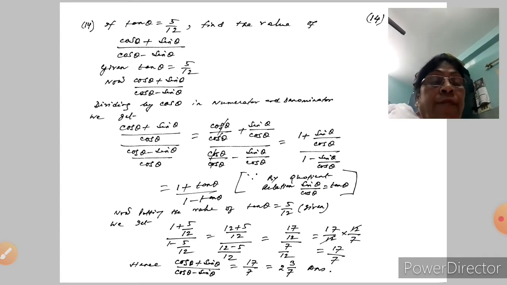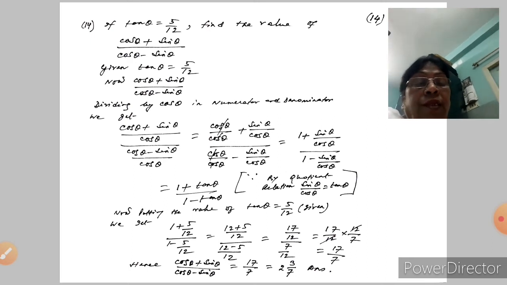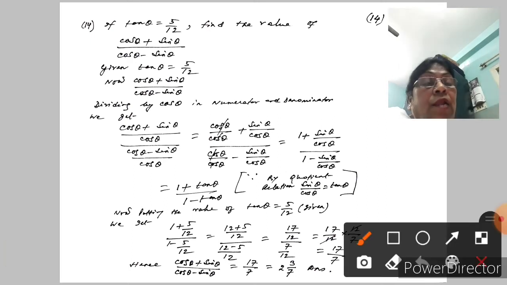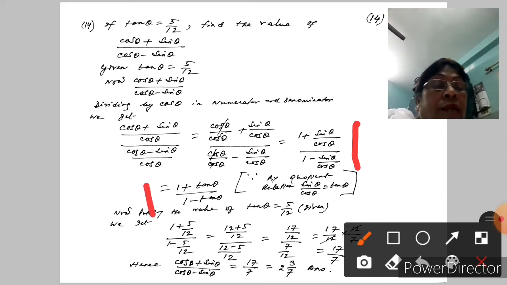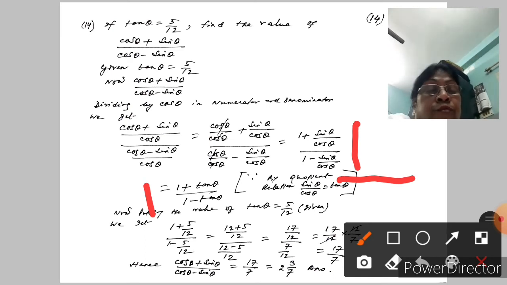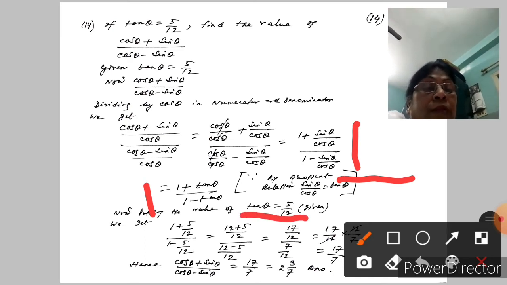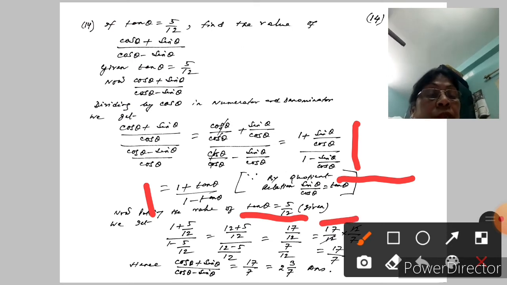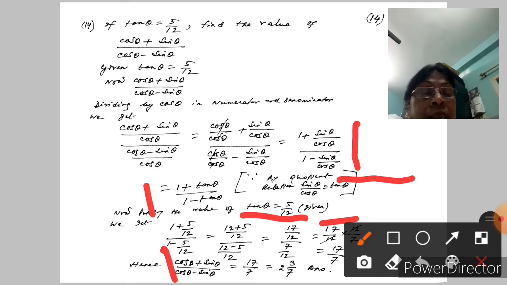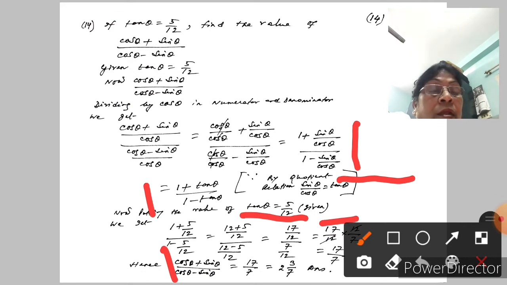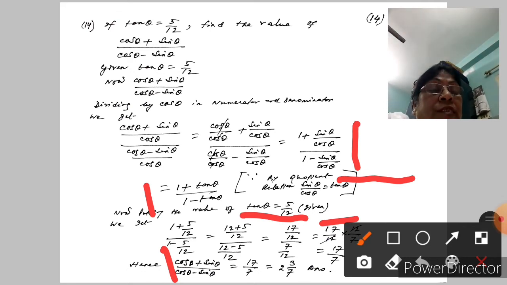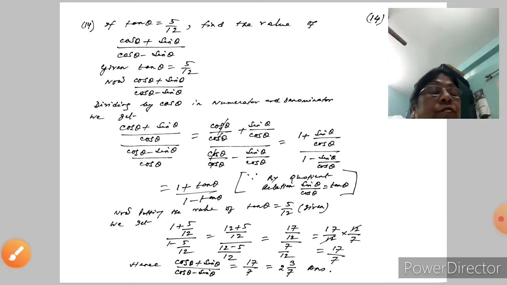by cos theta. Then we can write here 1 plus tan theta, 1 minus tan theta by cosine relation. Now, putting the value of tan theta is 5 by 12 already given. So, putting the value here, we found out cos theta plus sin theta by cos theta minus sin theta is equal to 17 by 7, which is equal to 2 3 by 7. This is the answer. Okay.